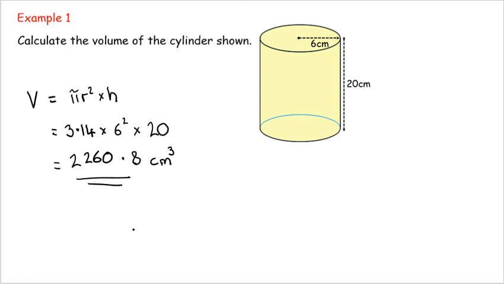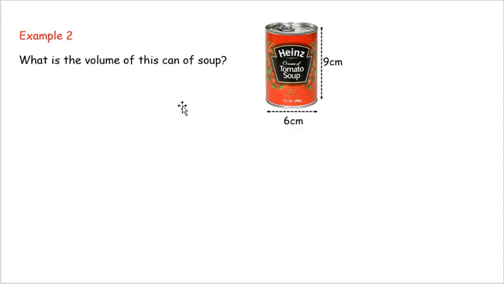So what you could do is rewind the video, have a wee go at the question again to make sure you can do it from memory, and then you've got the solution here to double check. But we'll jump on to another example.